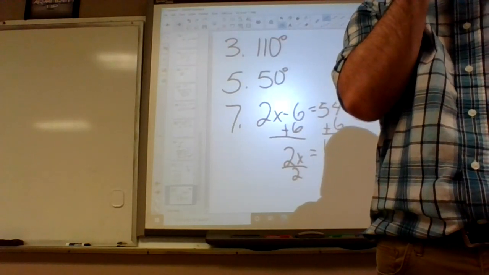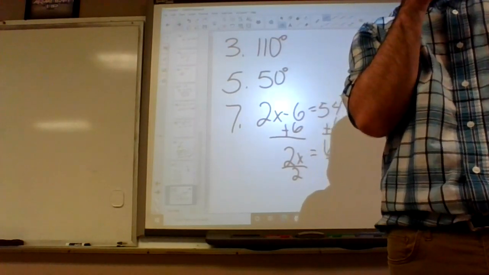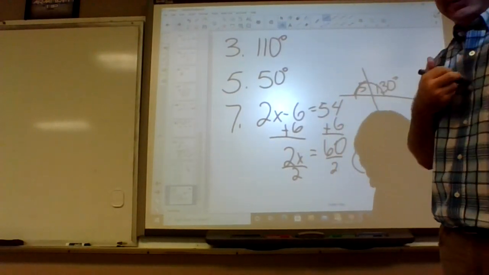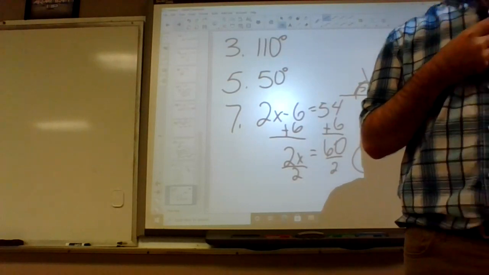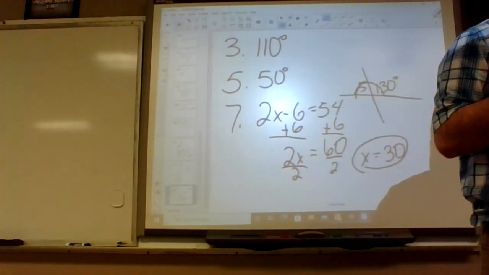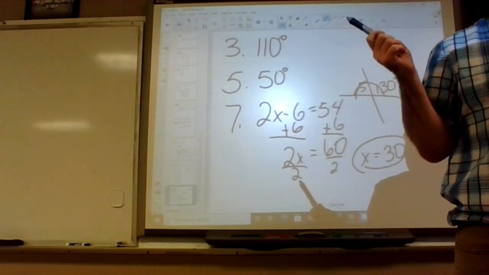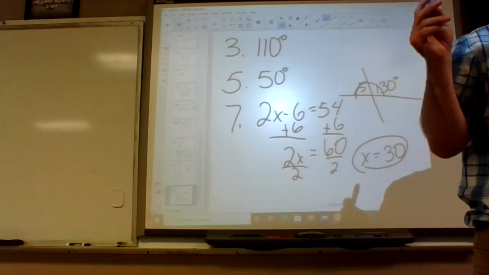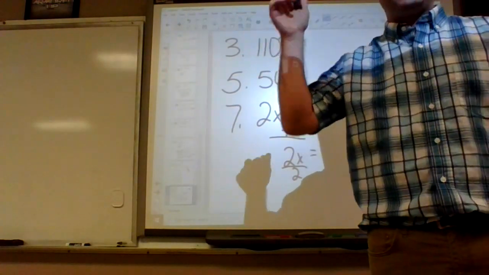Wait, would you set up 6 the same way? Are those two angles the same angle on 6? No. No, but what do we know about those two angles? Yeah, they add up to 180. So that thing plus that thing equals 180.